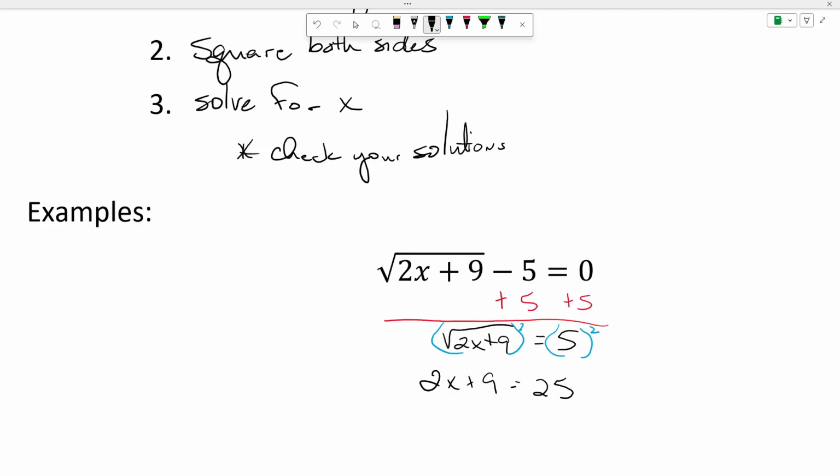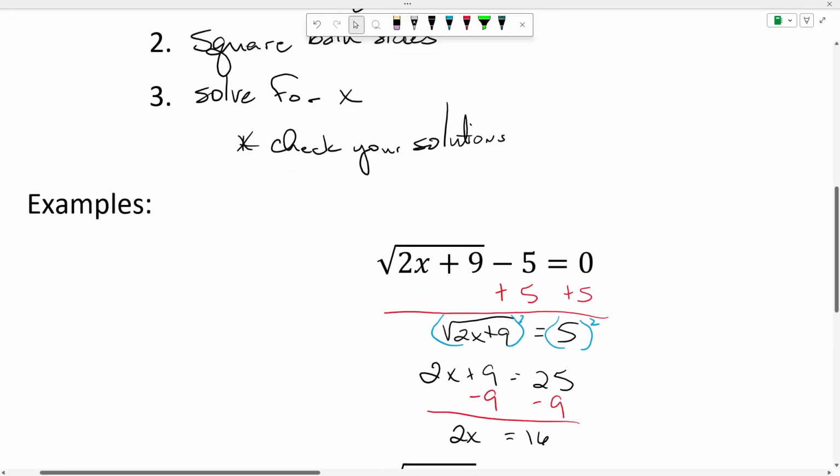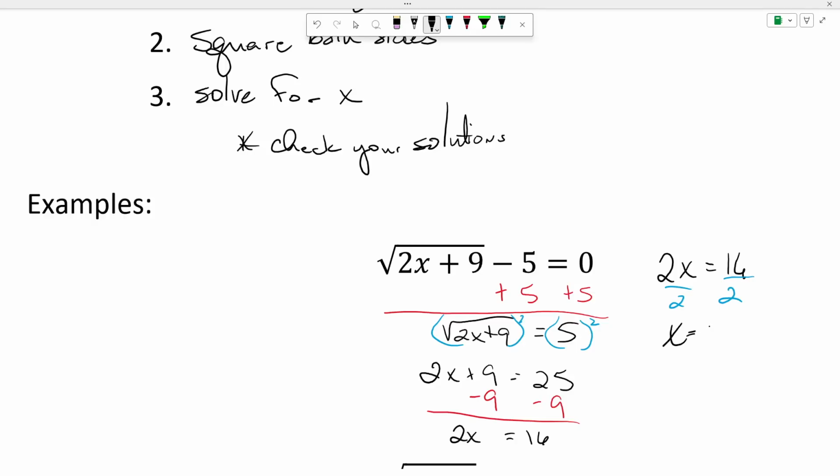Here I'm going to move my 9 to the right. 2x is equal to 16. Okay, so I now have 2x is equal to 16, and I'm going to divide both sides by 2. And I find that x is equal to 8.